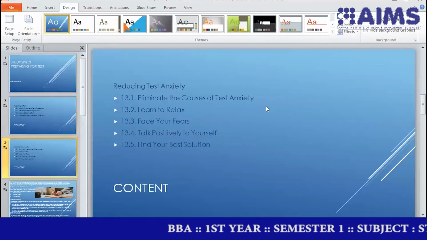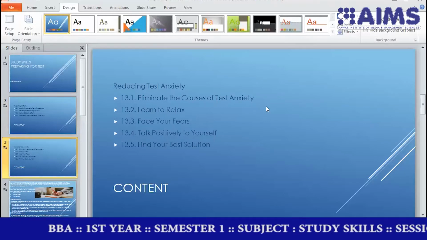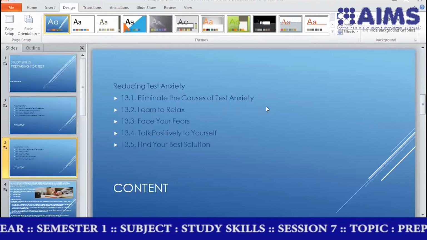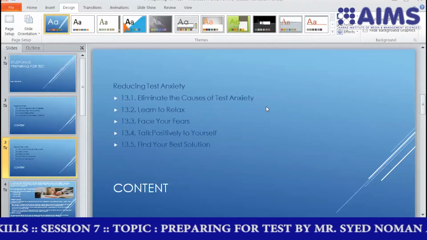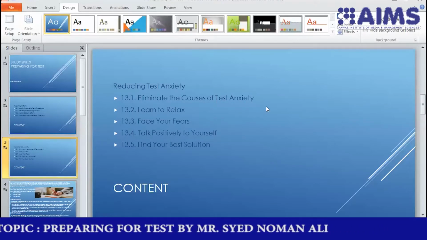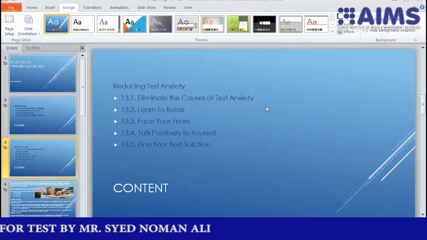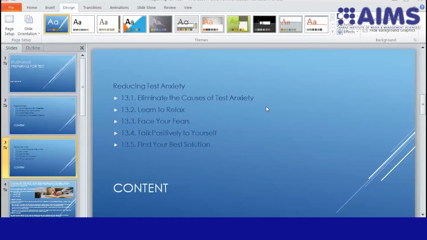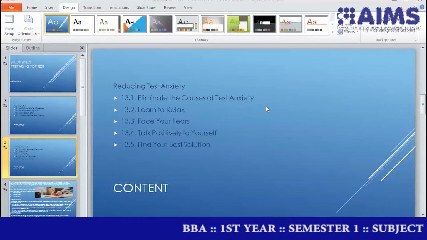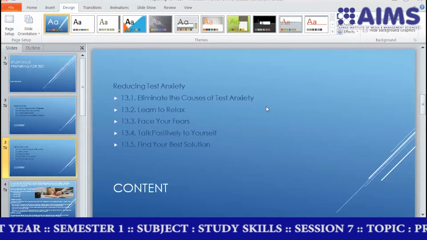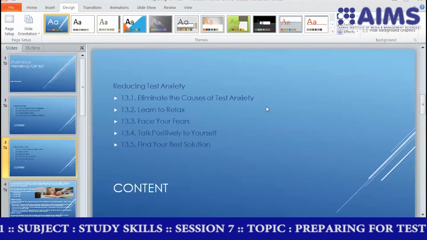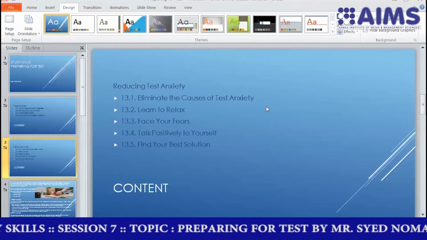And another part is also related to the test, in which we discuss test anxiety, how we cope with test anxiety by eliminating the causes of test anxiety. So we have to raise what the causes behind this are, and then learn to relax, when to work, and face your fear, testophobia, the phobia related to the exam and the test, and how you can cope with it.